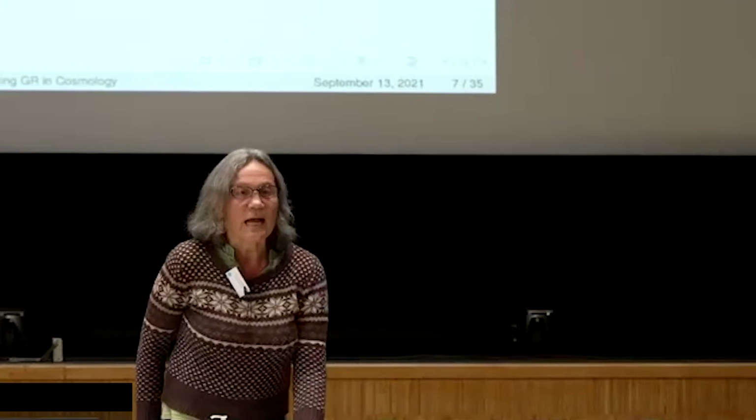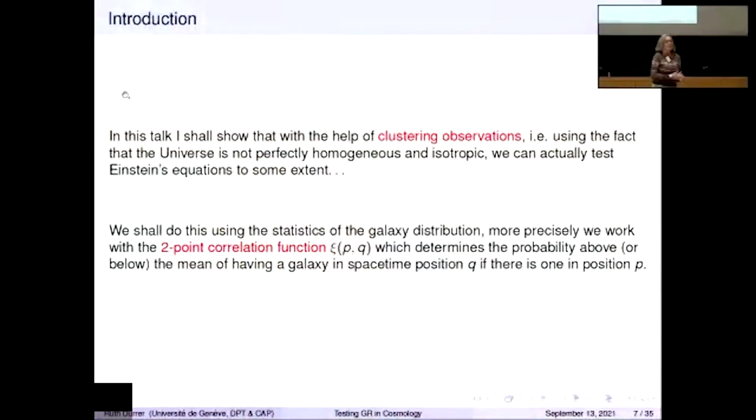The way we do that in cosmology is we use correlation functions, right? We determine what is the probability, if I know I have, let's say, a galaxy at position Q, what is the probability above the mean density to have also a galaxy at position P? That's the basics of the correlation function.